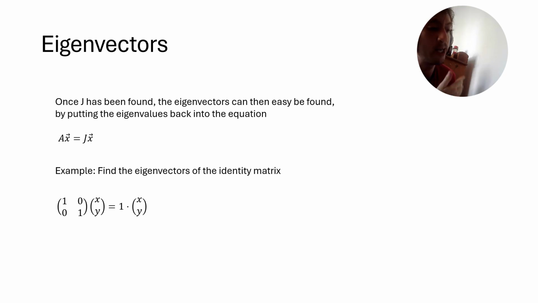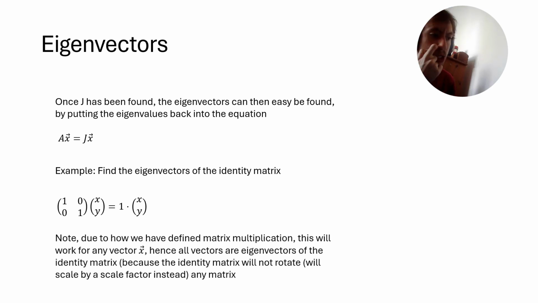So replacing our vector x with generic components x and y, we have this expression for the eigenvectors of our identity matrix, and the 1 here is our eigenvalue, and we've shown just a moment ago that the eigenvalue of our identity matrix is 1. However, note that this equation, by the way we define matrix algebra, will actually work for all values of x and y. So we can pick any ratio of x and y we like, and this equation will work.